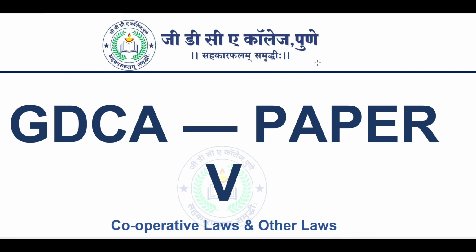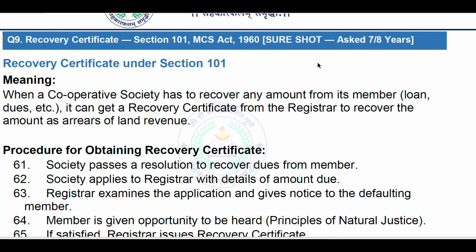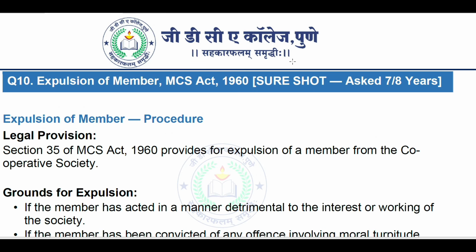Let's see part 2 of GDCA paper number 5, expected questions, cooperative laws and other laws. So we're going to see the remaining questions in this video. The last question we saw was recovery certificate under section 101. Let's start with question number 10.